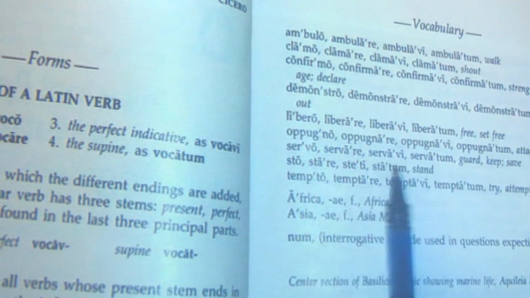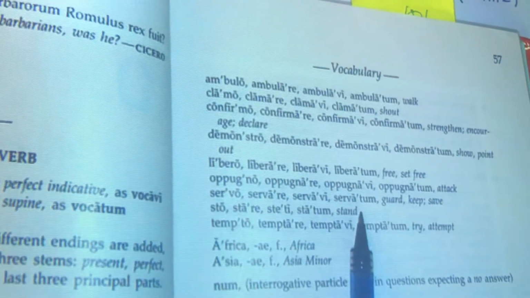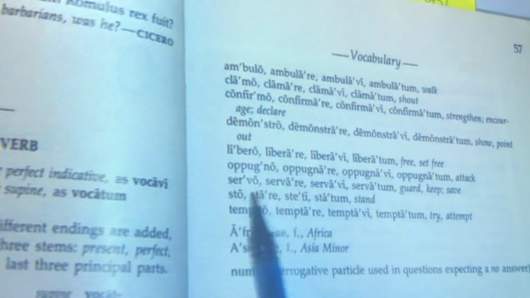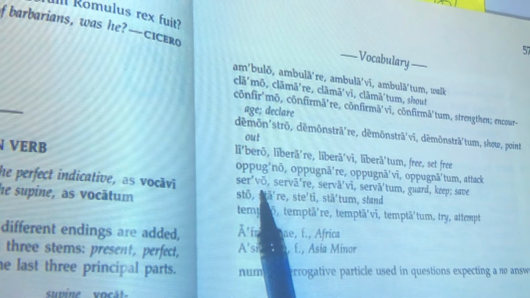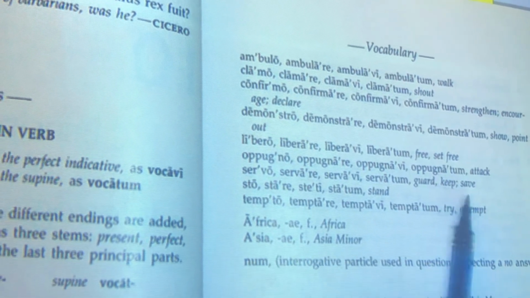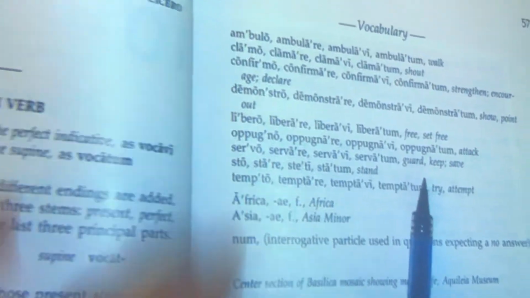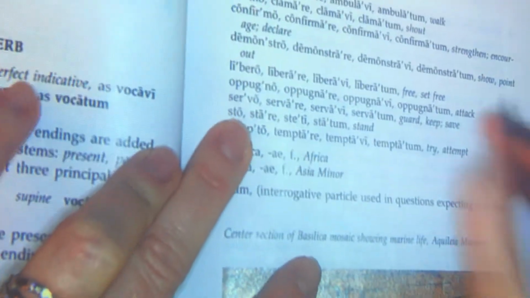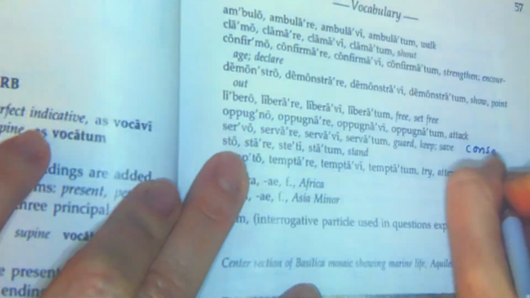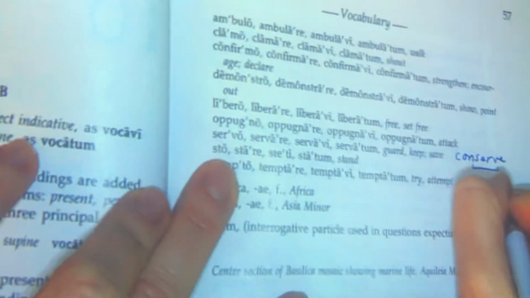Servo, servare, servavi, servatum. This is a little tricky. You want to say serve, but it's really guard, keep, or save. Think of conserve. Think of the word conserve, right? You're conserving something and it has that serve in it.